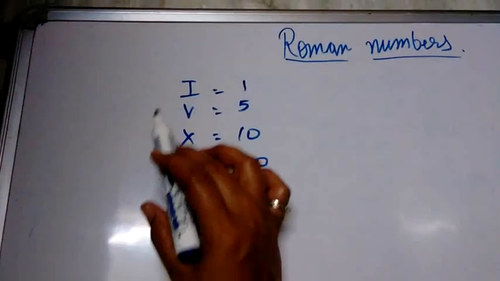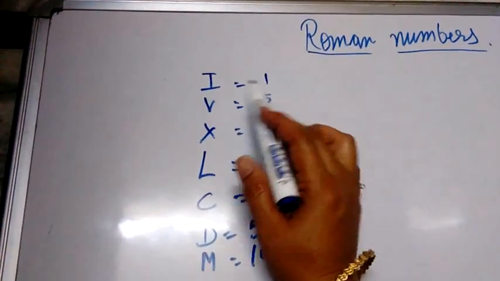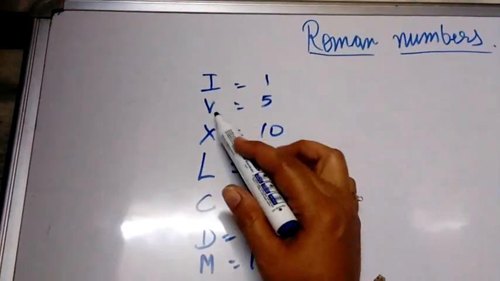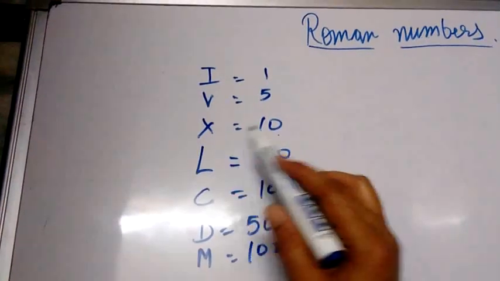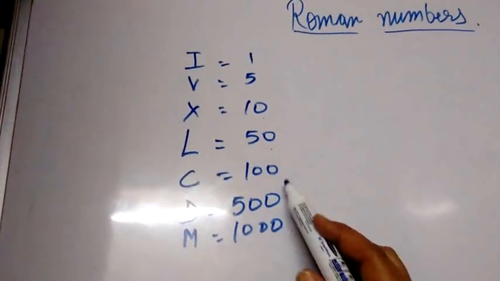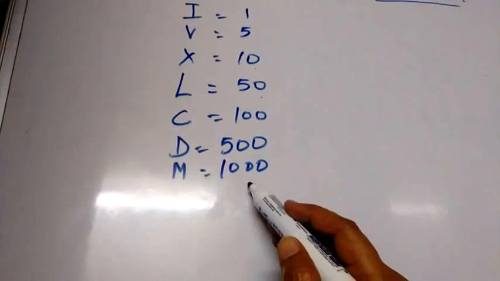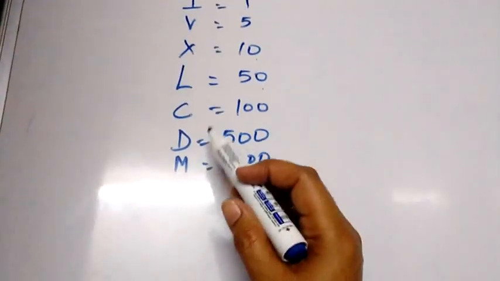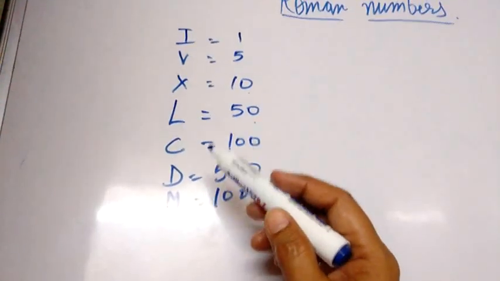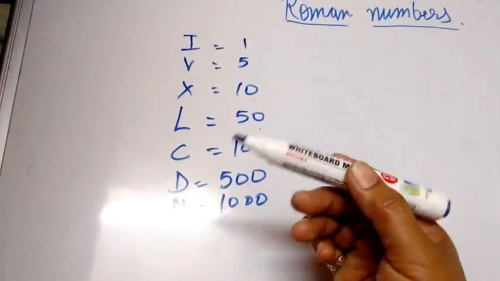Now for 1 we write I, for 5 we write V, for 10 we write X, for 50 we write L, for 100 we write C, for 500 we write D, for 1000 we write M. We cannot repeat any one of them more than 3 times.